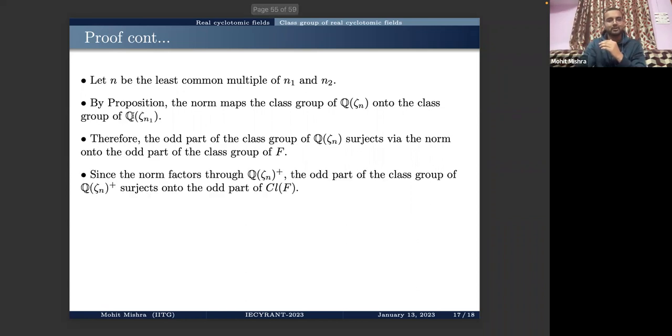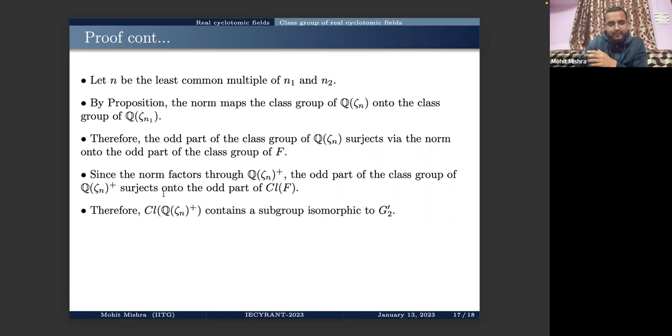Similarly, where is N2? Okay, I forgot to write. Similarly, if we look at this setup Q(ζ_N) over Q(ζ_N2), the class group of this Q(ζ_N2) is a subgroup of the class group of Q(ζ_N), which means the norm map is surjective. But again, the norm map factors through Q(ζ_N)^+, the maximal real subfield. So the class group of Q(ζ_N2) is a subgroup of the class group of Q(ζ_N)^+.